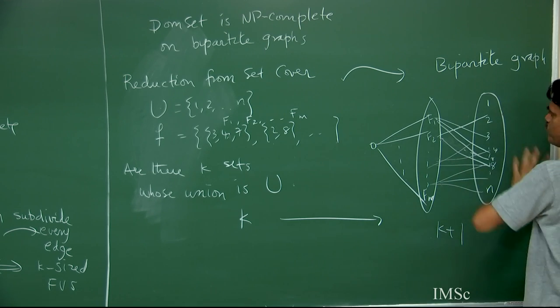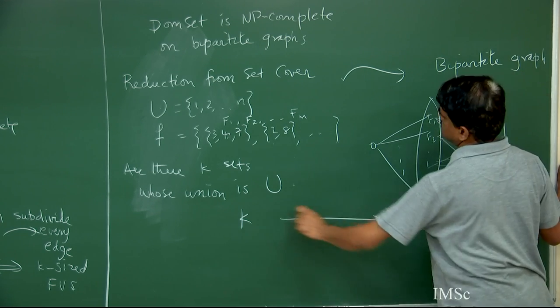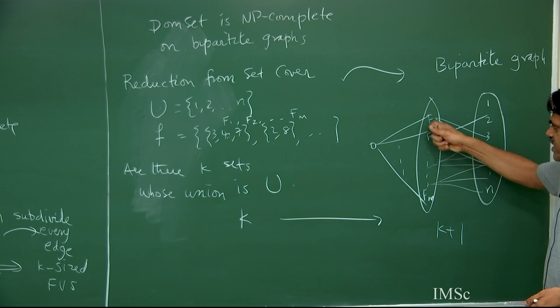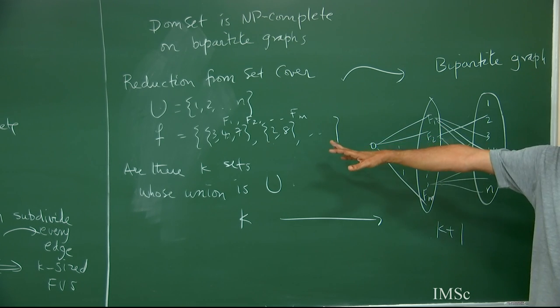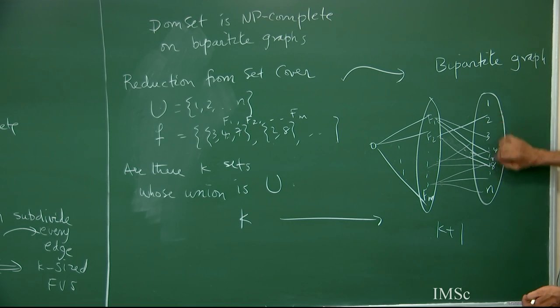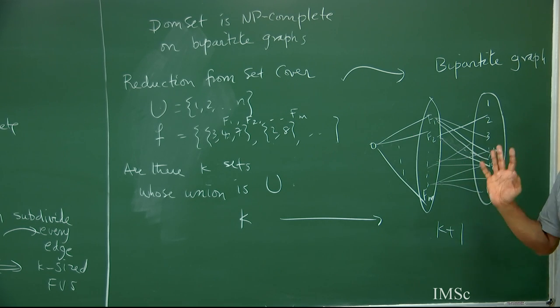Now, conversely, I want to say that if you have k plus 1 vertices that dominate this entire vertex set, I will get a k-sized set cover. Ideally, it will be nice if this k plus 1 dominating set contains this vertex and k of these sets, then I can pull it back to a set cover. But there is no reason it should be like that. The dominating set might pick some vertices from here, some from here, it might pick this. So, what do I do?